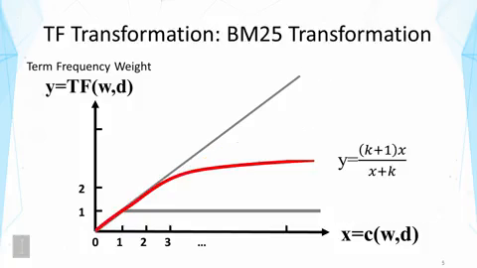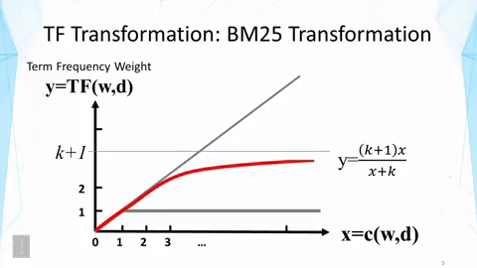Now, there is also another interesting transformation called the BM25 transformation, which has been shown to be very effective for retrieval. And in this transformation, we have a form that looks like this. It's (k plus 1) multiplied by x divided by (x plus k), where k is a parameter. x is the raw count of a word. Now the transformation is very interesting in that it can go from one extreme to the other extreme by varying k.